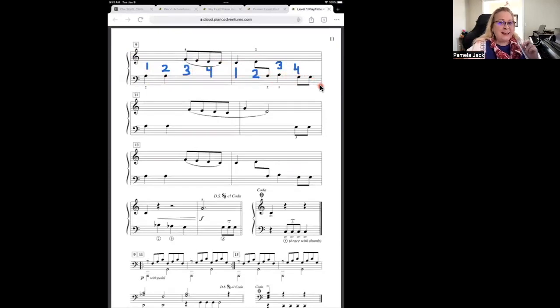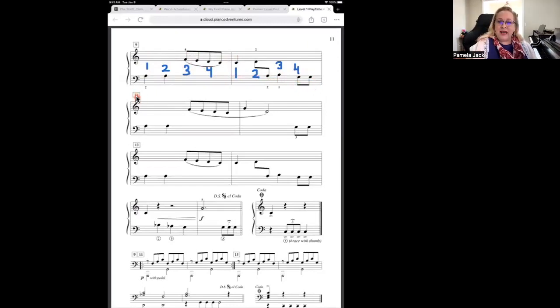Let's try it again. Keeping the steady beat. Are you ready? Go. 1, 2, 3, and 4, and 1, 2, and 3, 4, and. Did you see what we did? We said a word for every note.